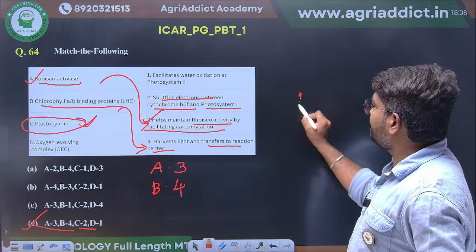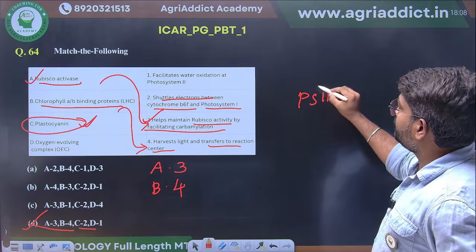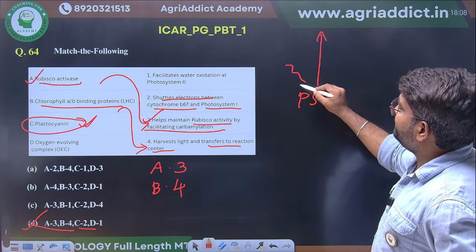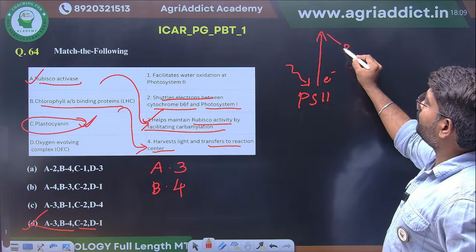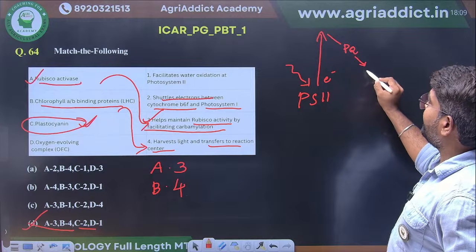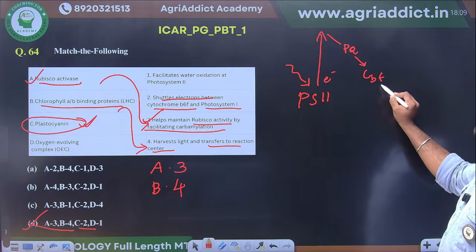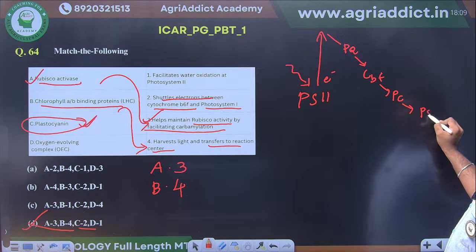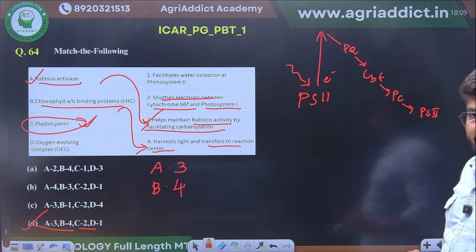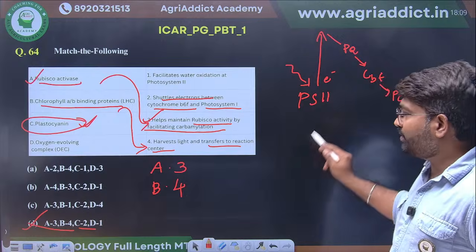We have already seen this is PS2. When light falls on this, electron will be excited. From here, plastoquinone will take. From there, cytochrome B6F will come. From there, plastocyanin will come. This will transfer the electron to PS1. This is clear, students. This is very important.